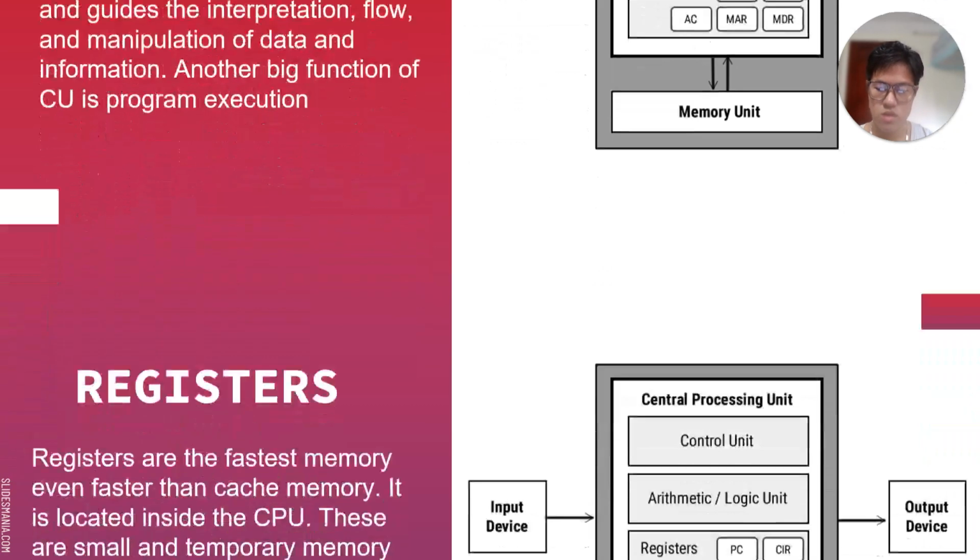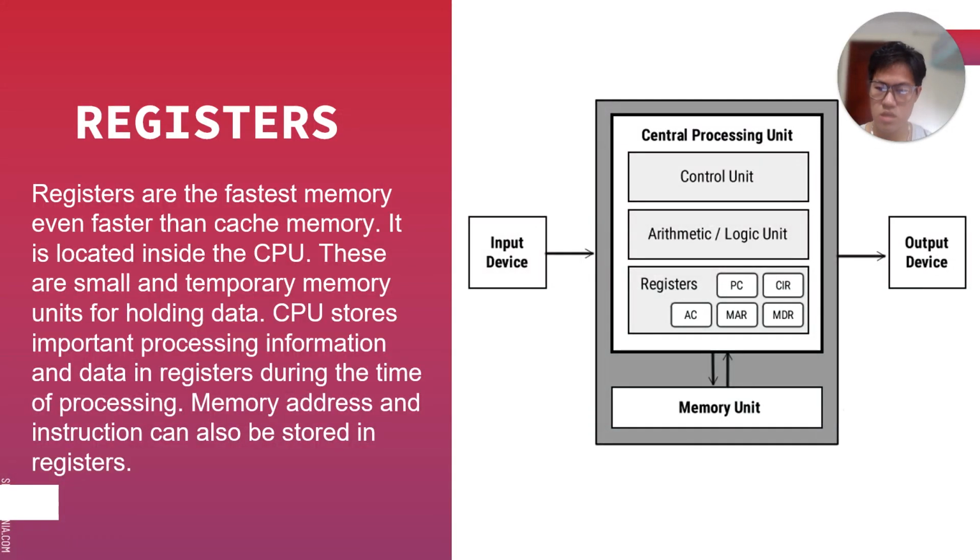And the last one is the register. Registers are passive memory, even faster than active memory, easily located inside the CPU. They are small and temporary memory units for holding data. The CPU stores important processing information of the data in registers during the time of processing. Memory addresses and instructions can also be stored in registers.